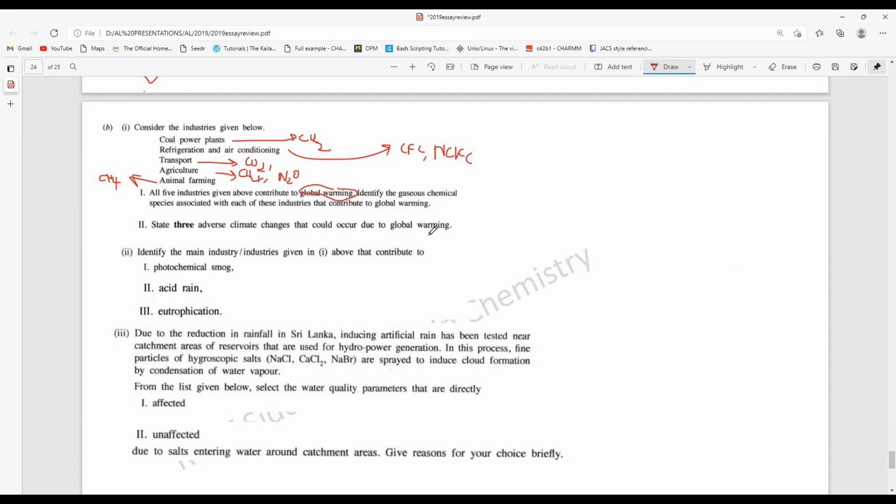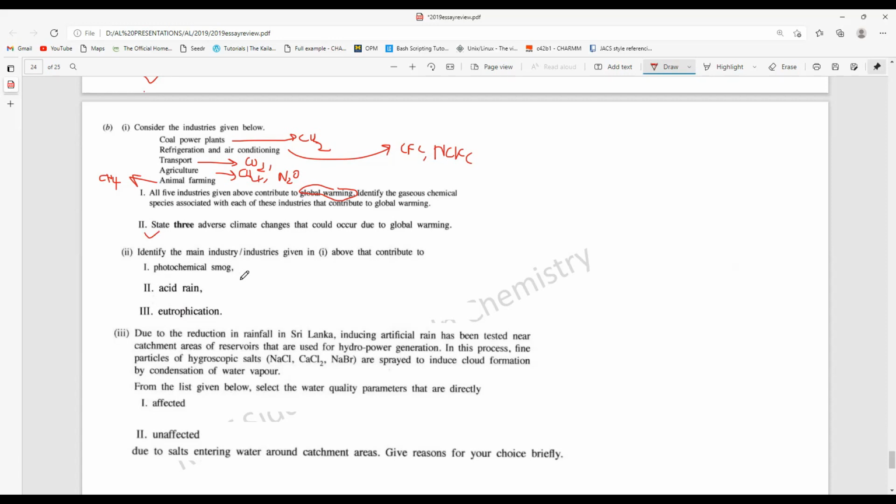And the other thing that can happen is, when these changes happen, that means deforestation, the rainfall patterns could change. So in some areas there will be heavy rain, and in some areas there will be no rain. So these things can happen. Okay, this is very simple.